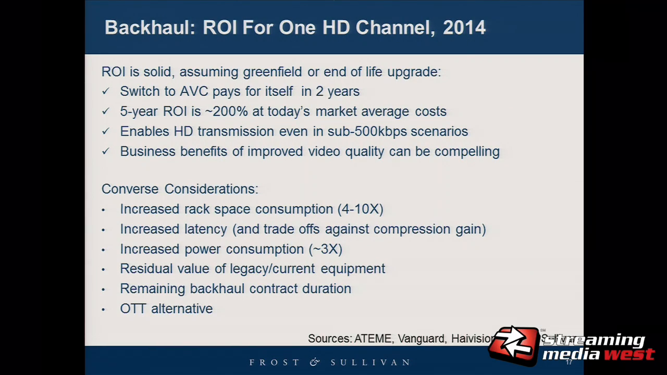You can get better ROIs if you go with a cheaper encoder that gives you the latency and quality you need, or if you go with a more expensive encoder that may give you much better bandwidth savings down the line. So there are parameters here as well. But the 5-year ROI is about 200%, which is not shabby. And as we talked about, there are opportunity benefits. If you can do HD at sub 500 kbps, or if you can benefit from the improved video quality, then that's in the bank.